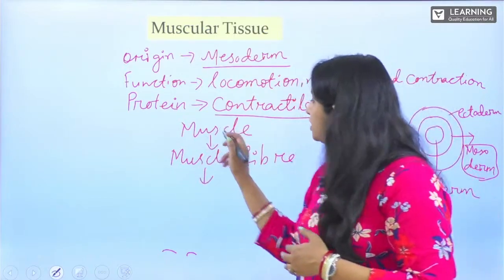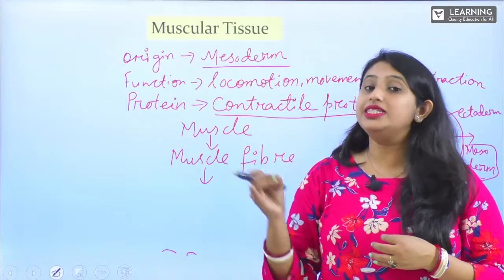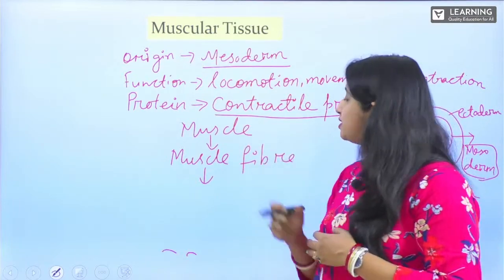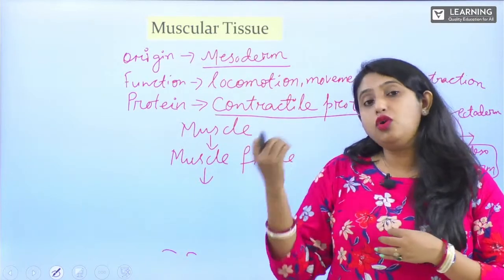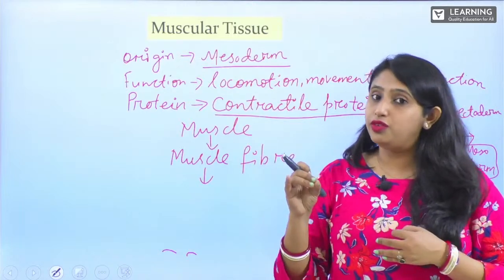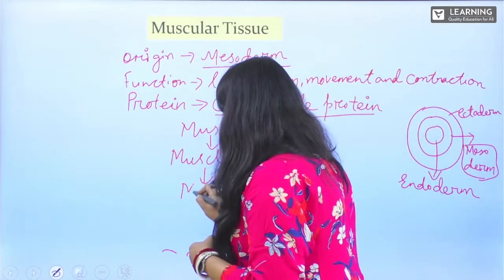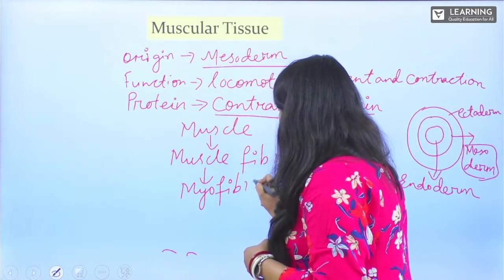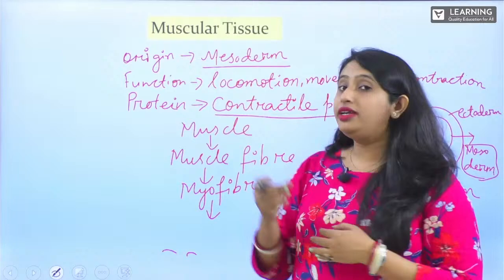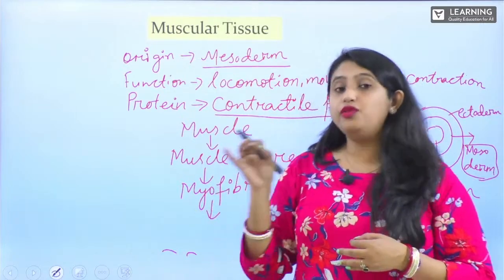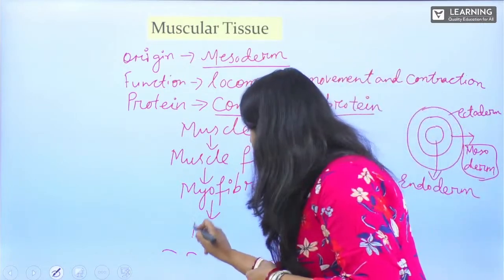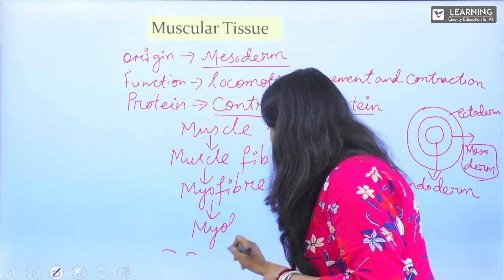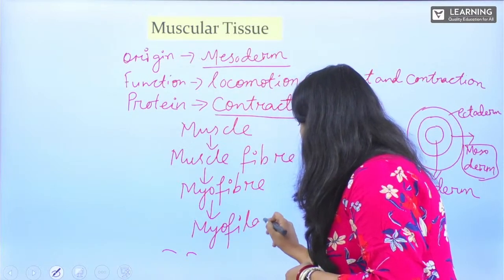Clear? So if we look into the muscle, inside the muscle we will see the muscle fiber. And when you go inside the muscle fiber, we will get the myofiber. And when we look deep inside the myofiber, we will see myofilament.